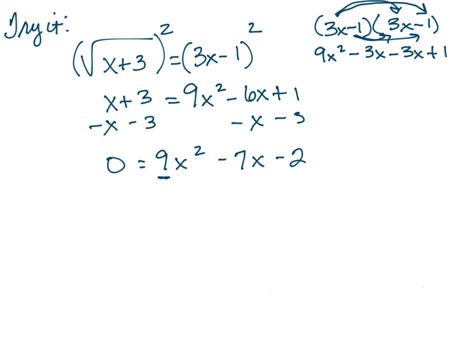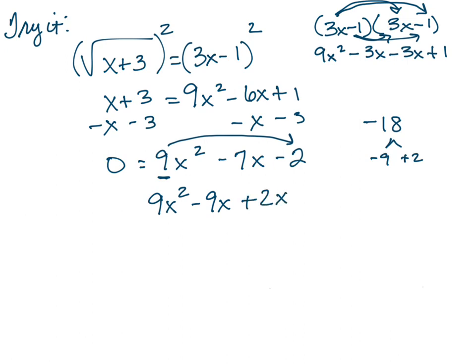Yeah. First, I would look for a GCF, but I don't see one. So 9 times negative 2 makes negative 18. We need factors of negative 18 that make negative 7. Negative 9 and 2. Good. Negative 9 and positive 2. So we're going to bust this into 4 terms so that we can use grouping. 9x squared minus 9x plus 2x minus 2. Yeah?